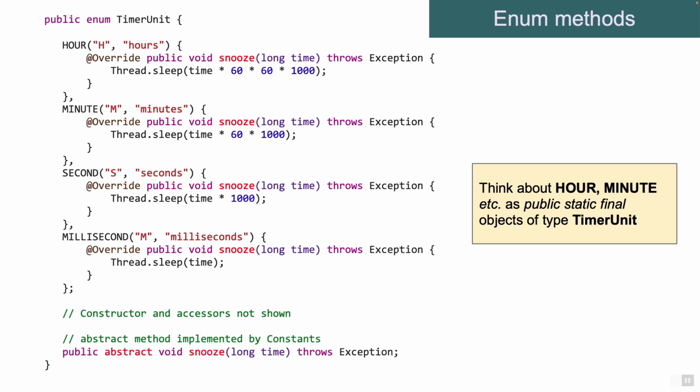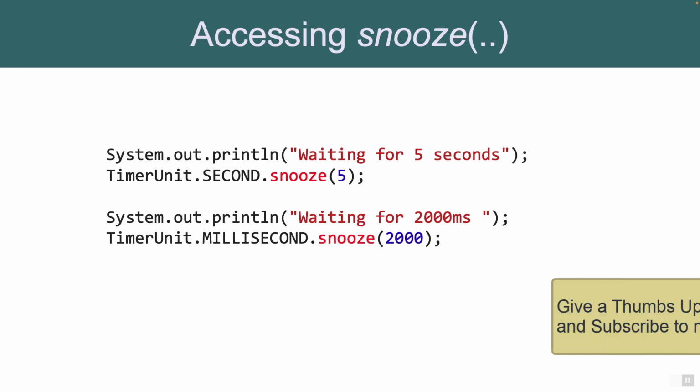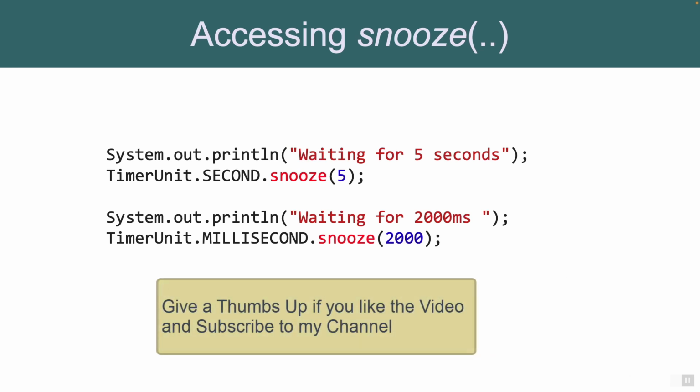So how do we use the snooze method now? We can call TimerUnit.SECOND.snooze(5), and that means it's going to just wait for 5 seconds. It's going to sleep for 5 seconds. If we use TimerUnit.MILLISECOND.snooze(2000), it's going to wait for 2000 milliseconds, which is basically 2 seconds. And so the implementation of the snooze is different based on which object it is being called on.